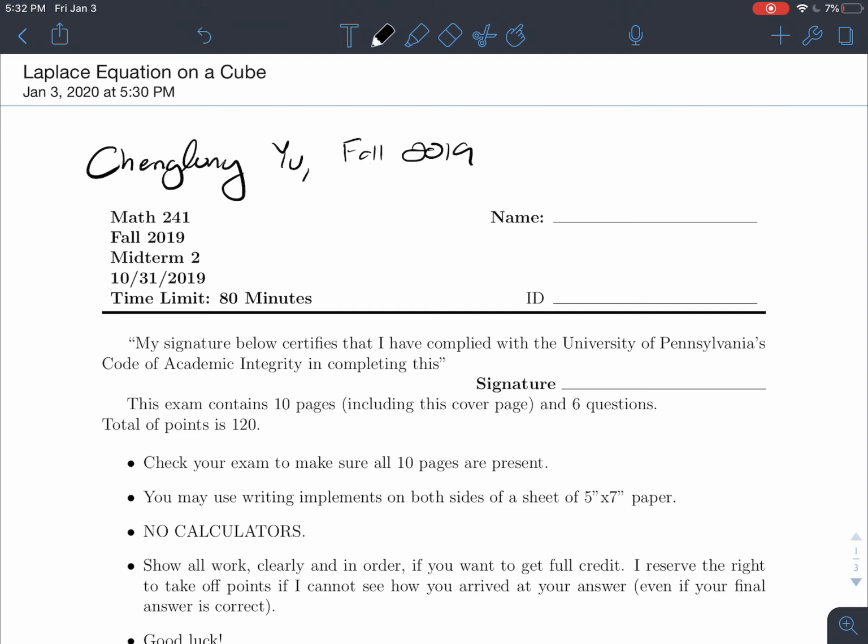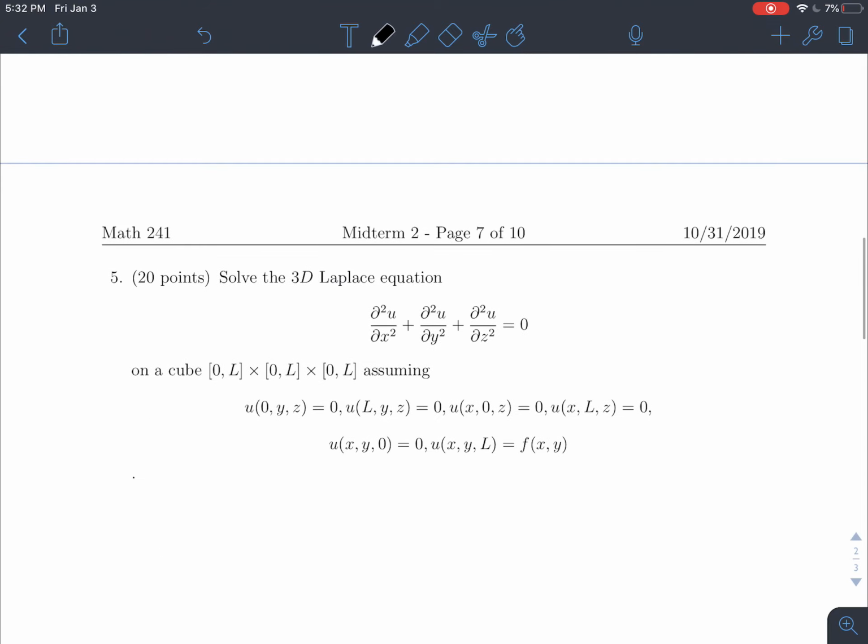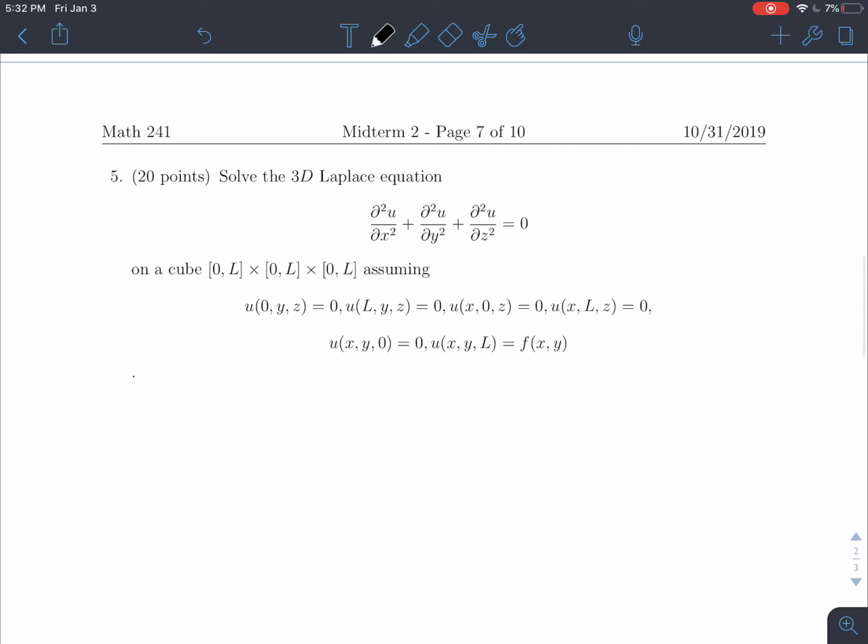In today's video, the second video of this Laplace equation series, we're going to solve a Laplace equation problem on a cube. This problem can be found in Cheng Lung Yu's fall 2019 second midterm. This blank exam is actually on my website, so please feel free to go on and take a look at this, but let's just take a quick look at this problem.